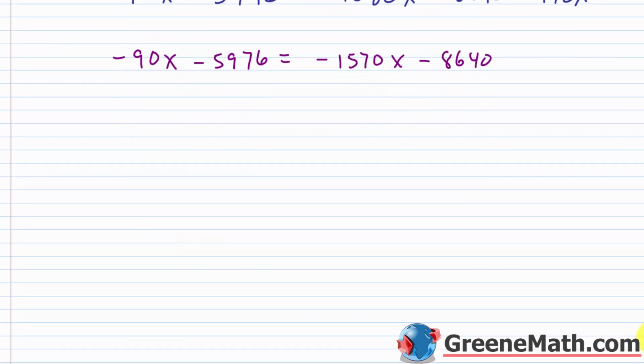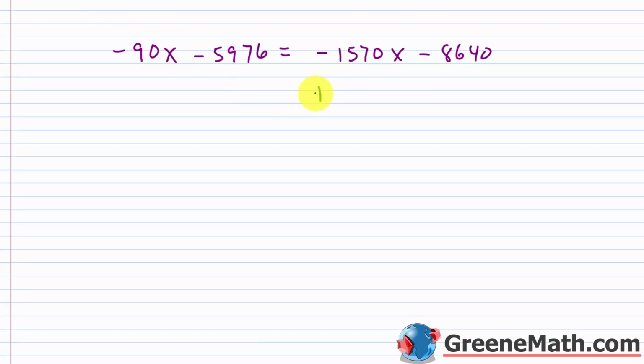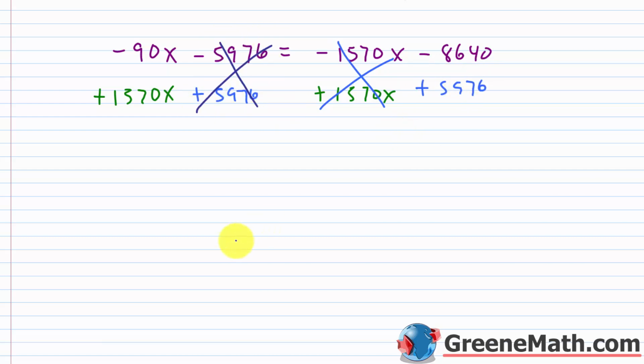All right, let's scroll down, get some room going. So what I want to do now, I'm going to add 1,570x to each side of the equation. And what's going to happen is this is going to cancel. And I'm going to add 5,976 to each side of the equation. So this is going to cancel. So negative 90x plus 1,570x is 1,480x. This equals negative 8,640 plus 5,976 is negative 2,664.